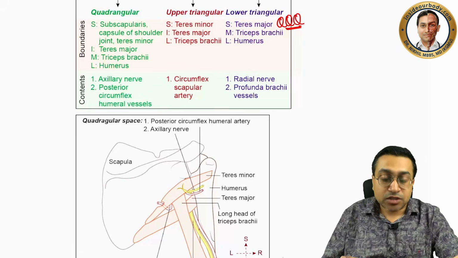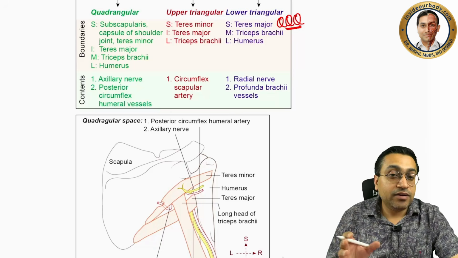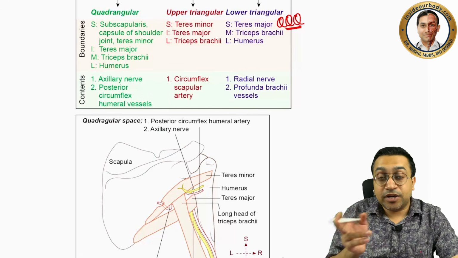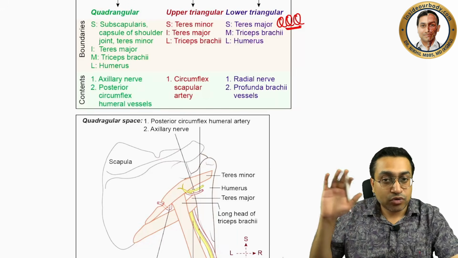Now the structures inside them, or contents, are very easy again. See, this is the humerus neck region. In the neck you will read that you have a nerve, the axillary nerve, which is related to the surgical neck of humerus. That's also a separate question.